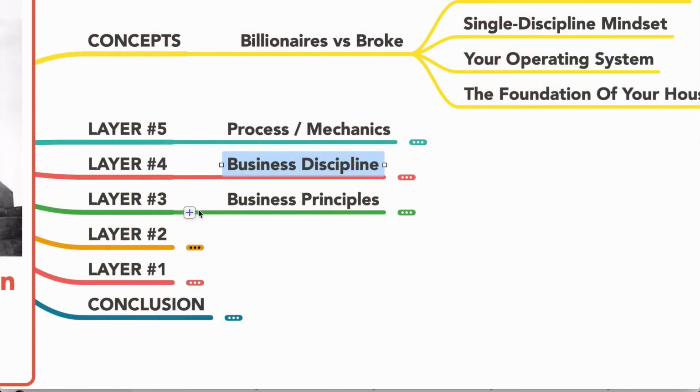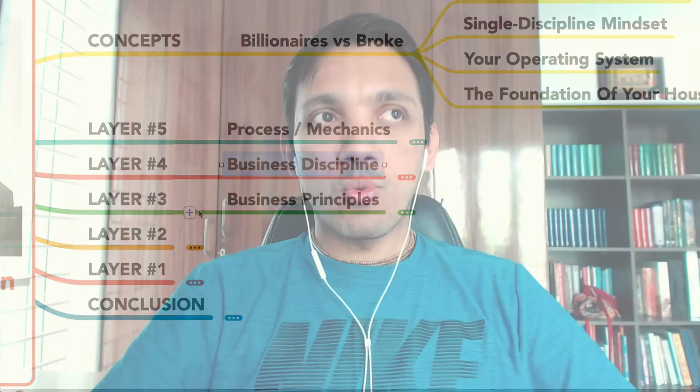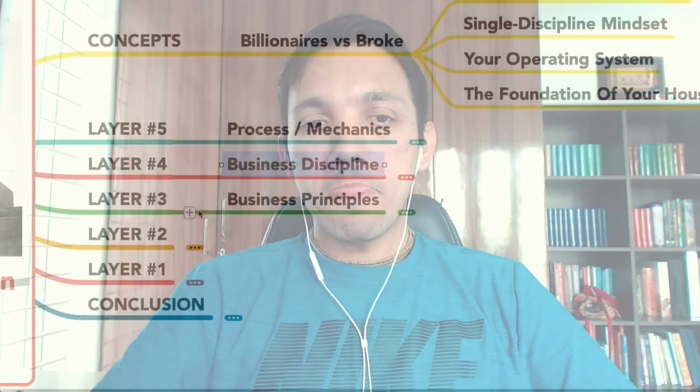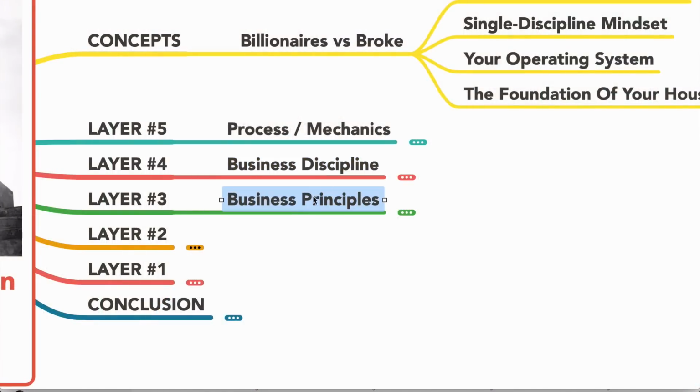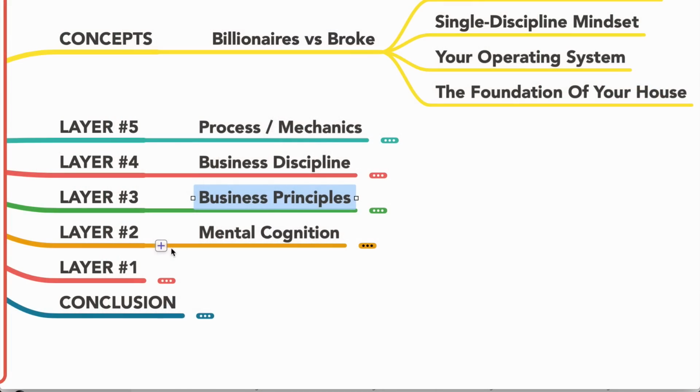Okay, this is more to do with your value system and what you really stand for. How do you really want to run a business and stuff like that. Okay. Now, again, if this is weak, then you'll not have the discipline to follow through. Now, let's come to layer 2. Under business discipline is something called mental cognition.